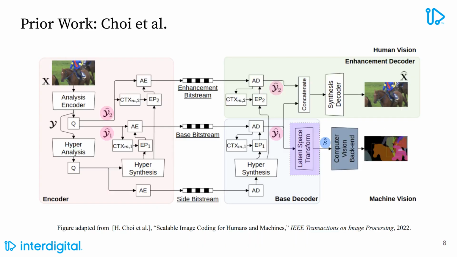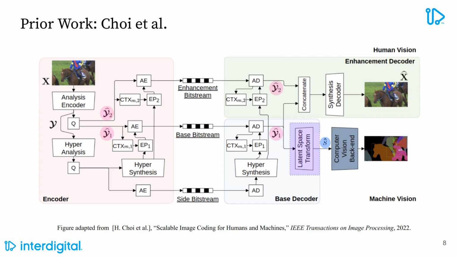This model architecture diagram is taken from the prior work Choi et al. It provides a more detailed look at the specifics of their design. To reiterate, we note that y1 and y2, which are highlighted in pink, are used to derive the outputs x hat and s hat. S hat, which is highlighted in blue, is generated directly from y1 by applying a latent space transform, which helps ensure compatibility with the input to the computer vision backend model.